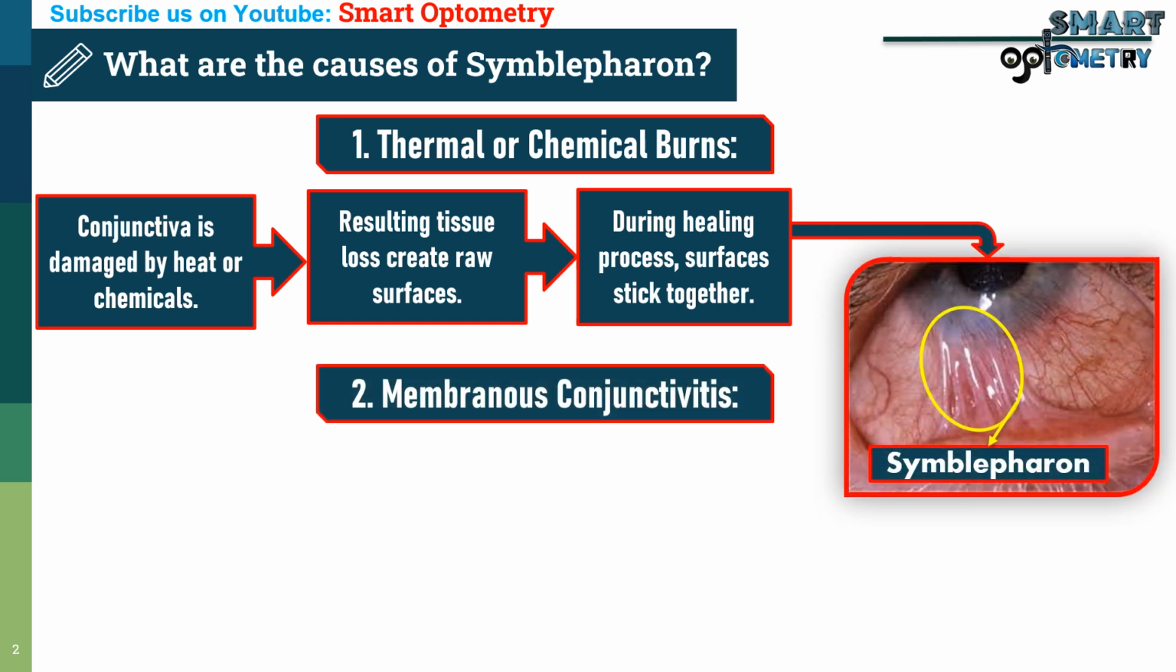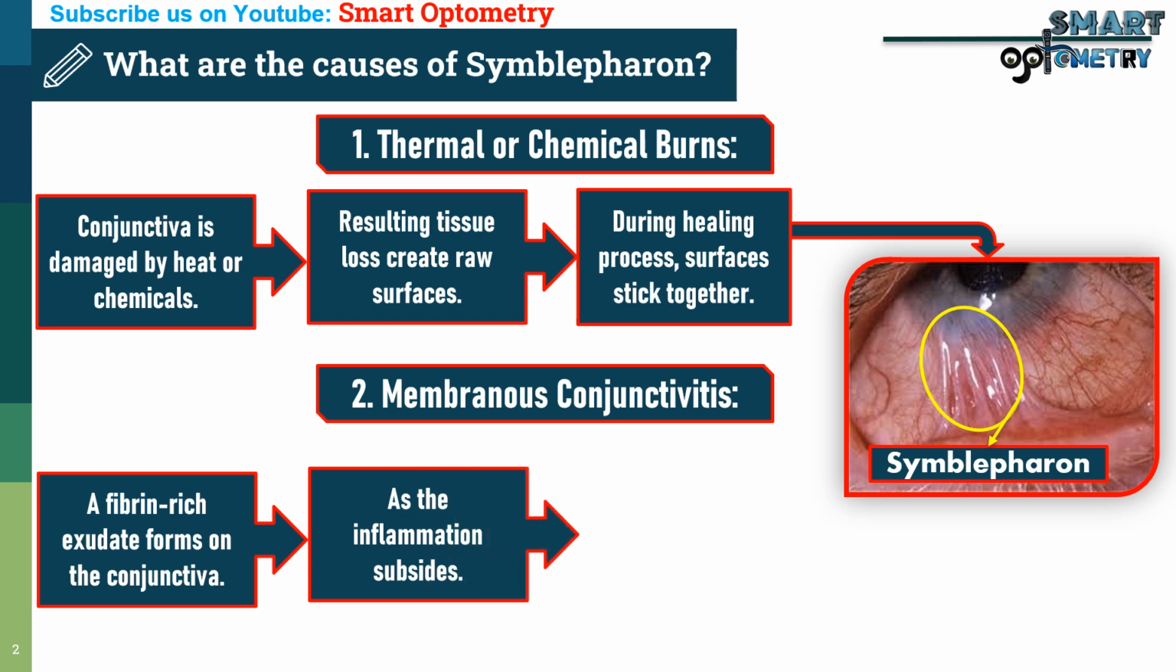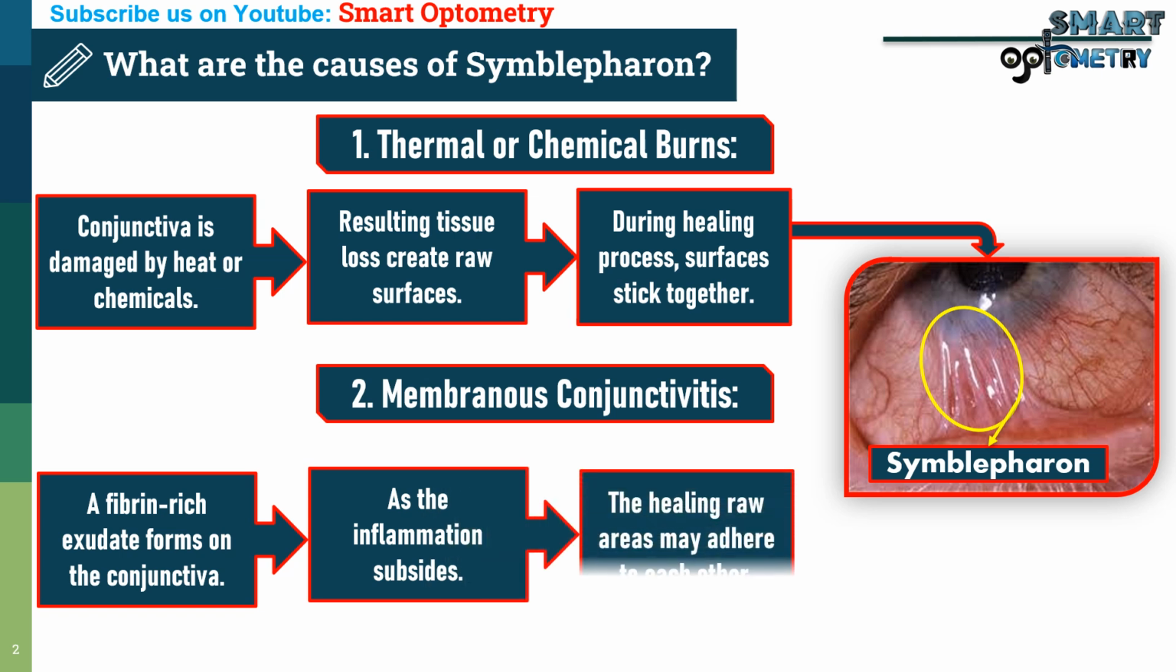2. Membranous conjunctivitis. In membranous conjunctivitis, a fibrin-rich exudate forms on the conjunctiva. As the inflammation subsides, the healing raw areas may adhere to each other, causing Symblepharon.